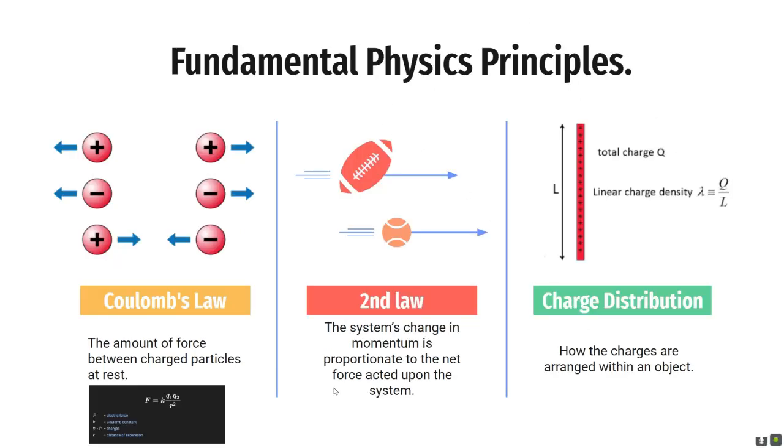For the fundamental physics principles, Coulomb's law is the amount of force between charged particles at rest, and the formula is that it's equal to the k constant times the charges of both particles divided by their separation distance squared. This was used in tandem with Newton's second law, which states that a system's change in momentum is proportional to the net force acting upon the system, to set the net force equal to 0 so that we could equate the mass times gravity to Coulomb's law. And then charge distribution is how the charges are arranged within an object, which can cause different electric fields.